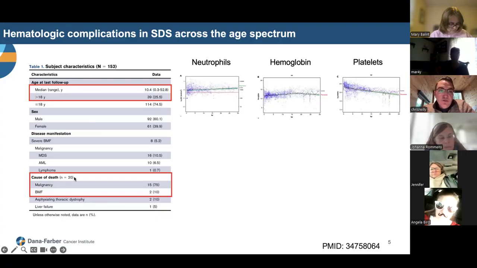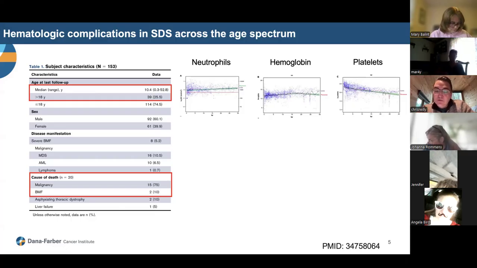And so what I'm showing you here is the characteristics of the patients. There were 153. It's quite a large study given the rarity of this condition. And we see that at least a quarter of individuals are over the age of 18 and are adults.